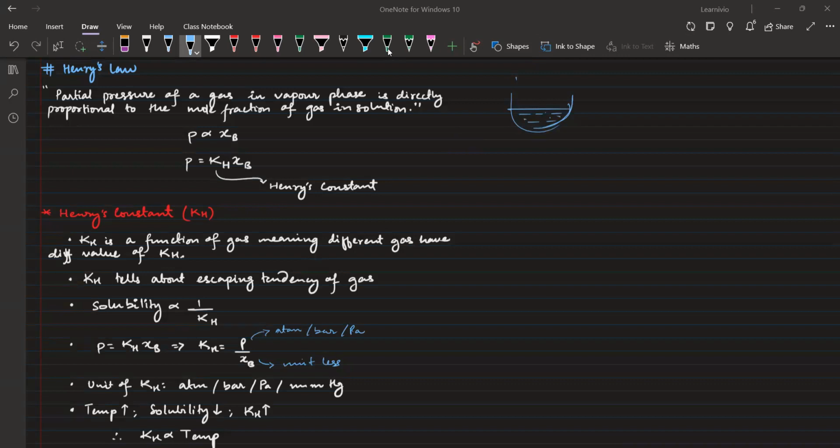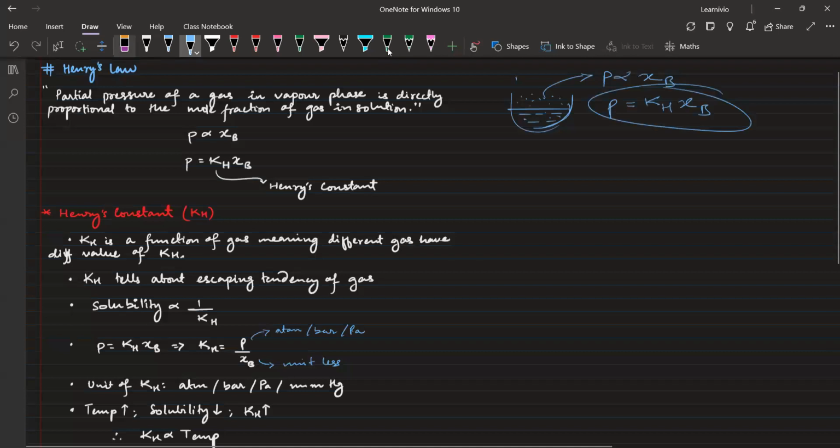But since we have dissolved gas here, the majority of the particles we are going to find above the solution will be gas molecules. That is why the pressure here will be directly proportional to the amount of gas dissolved inside the solution. If more gas is dissolved, more gas will escape, and more gas particles lead to higher pressure. So it is directly proportional to chi B, and to remove the proportionality sign, we put a constant K, called Henry's constant KH. That's Henry's law.